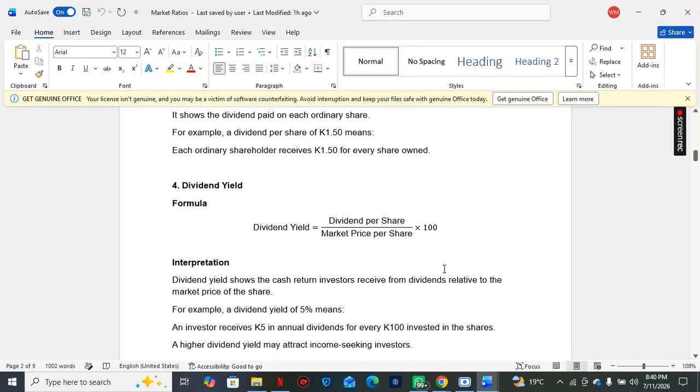All right. Dividend yield. It's just telling you the return each shareholder is getting in percentage form. Dividend yield shows the cash return investors receive from dividends relative to the market price of the share. So basically, it is just telling you what your return is in percentage form.